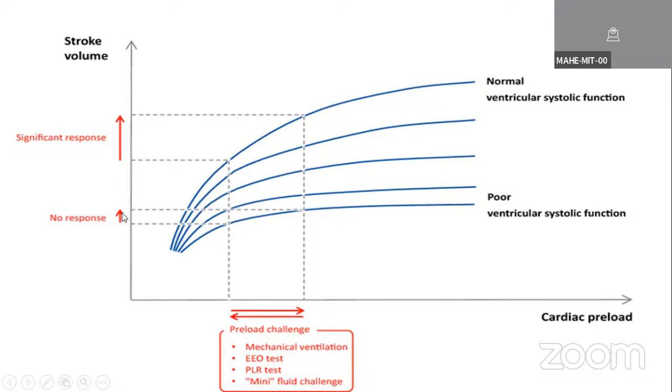Because as I've already told, our aim is to increase the stroke volume and increase tissue perfusion. In a patient with normal ventricular function given a preload challenge, if it falls on the steep part of the Frank-Starling curve, it causes a significant response and increase in the stroke volume.